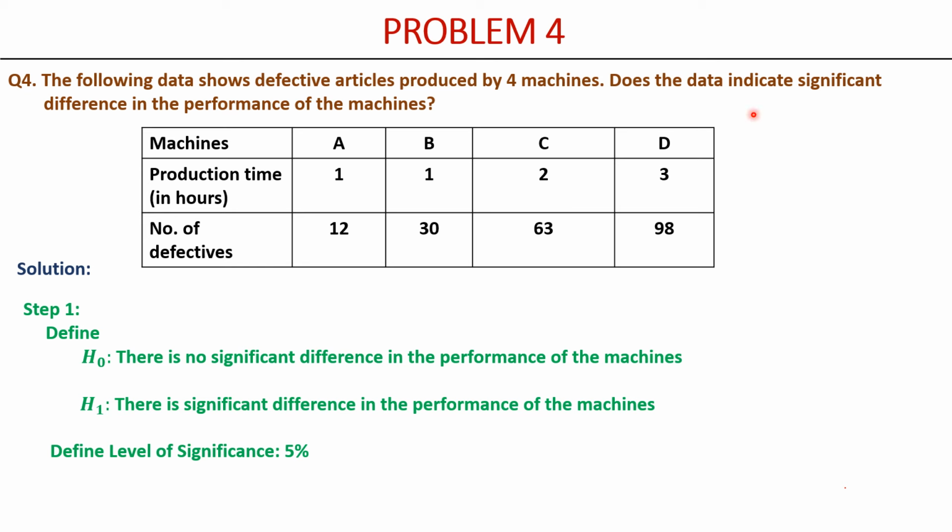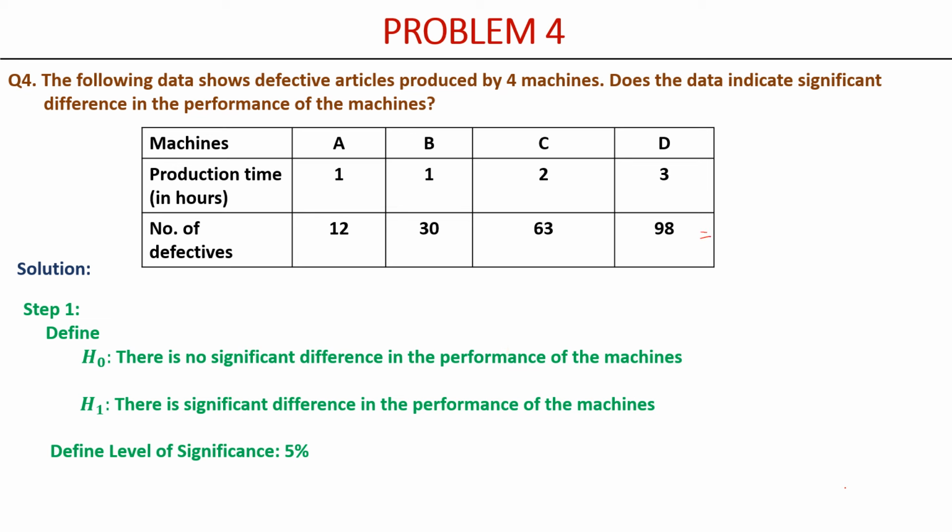Since we are asked to check whether there is a significant difference in the performance, we declare H naught: there is no significant difference in the performance of the machines, and H1: there is significant difference in the performance of the machines. So we take the level of significance to be 5% as always. But kindly note, to frame the expected number of defectives, we should first calculate the total number of defectives.